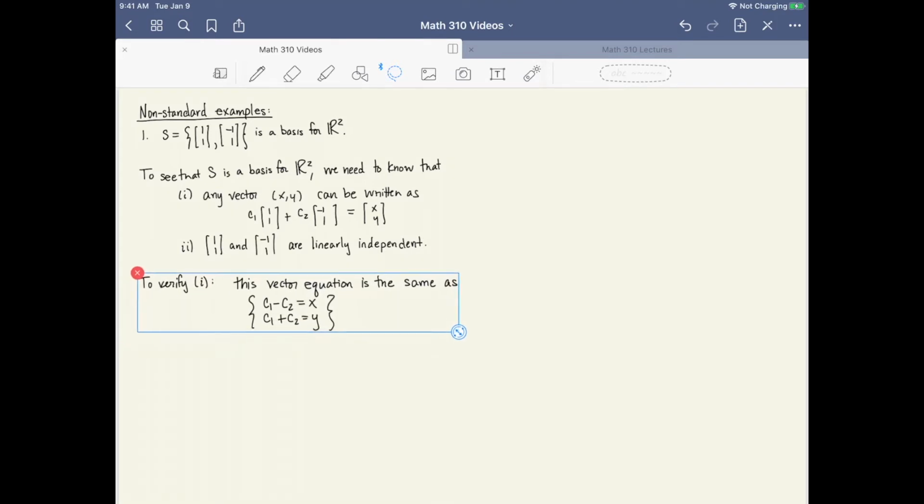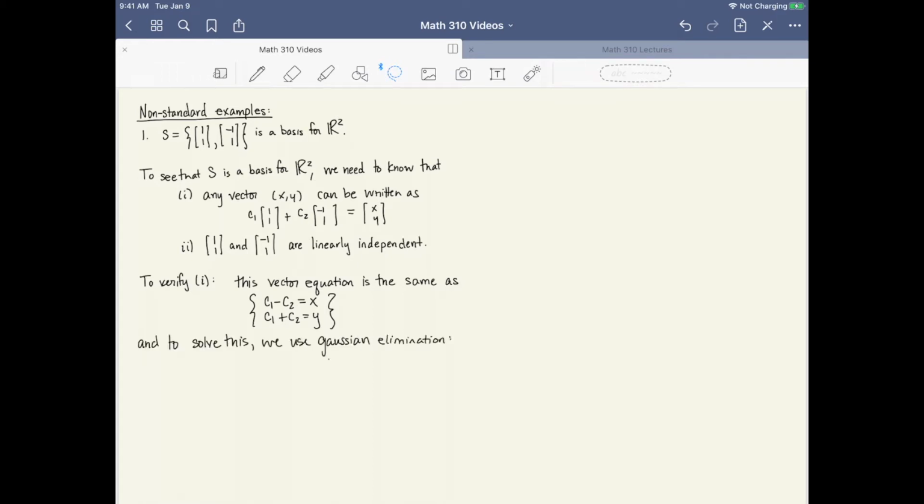And doing that means we're really looking at a system of equations. We want to see that if we wrote this out as a system, we would have c1 minus c2 equal to x, and multiplying through in the second entries, c1 plus c2 equals y. So, can you solve the system of equations? Great, this is something we can answer with good old Gaussian elimination.